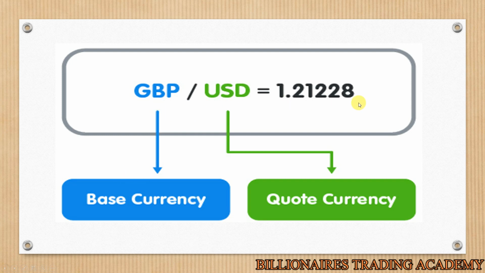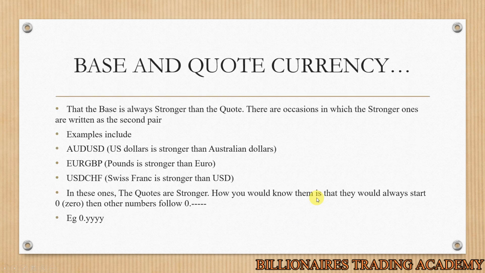GBP is stronger than the USD, so it's written first and it is called the base currency, and the USD is weaker than the GBP and it's written last, and it becomes the core currency. Now, we say the base is in most cases stronger than the core currency.